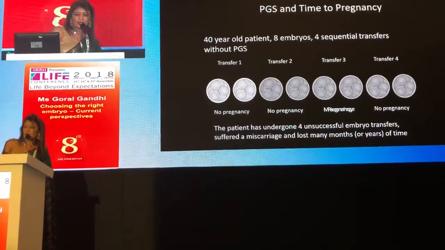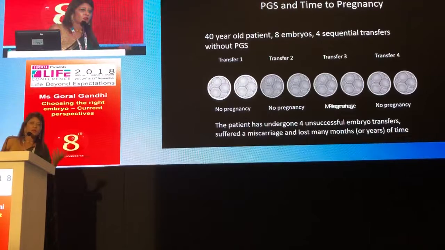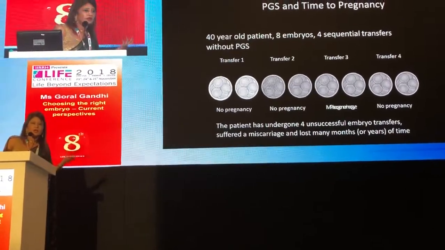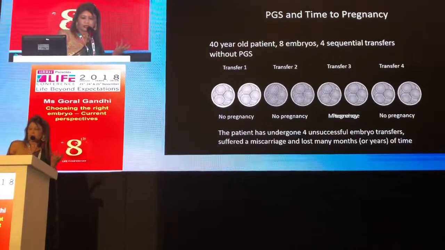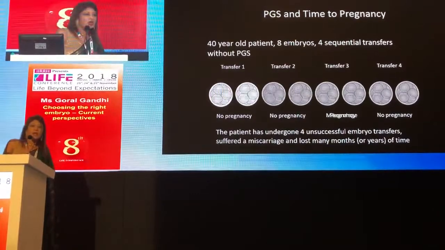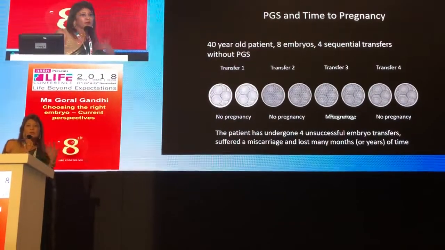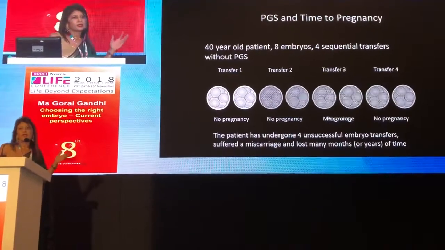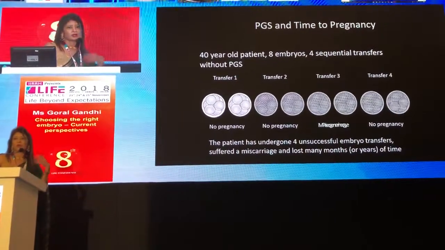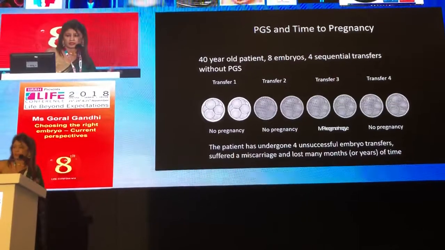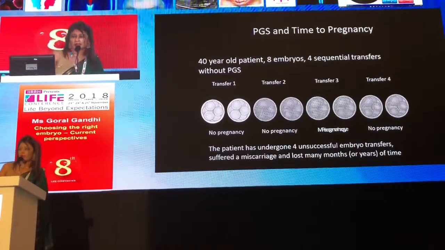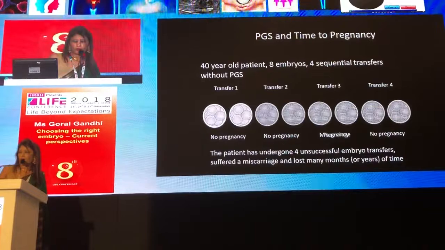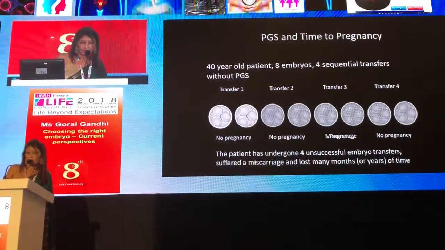So the patient has undergone 4 unsuccessful embryo transfers, and what have we achieved? The patient has not achieved a pregnancy, she has suffered a miscarriage and lost many months or probably years in the treatment. And these are the patients that potentially drop out from the treatment. They would either go the adoption way or they might just give up the idea of having a child. So these are the patients who drop out after so many failed cycles.